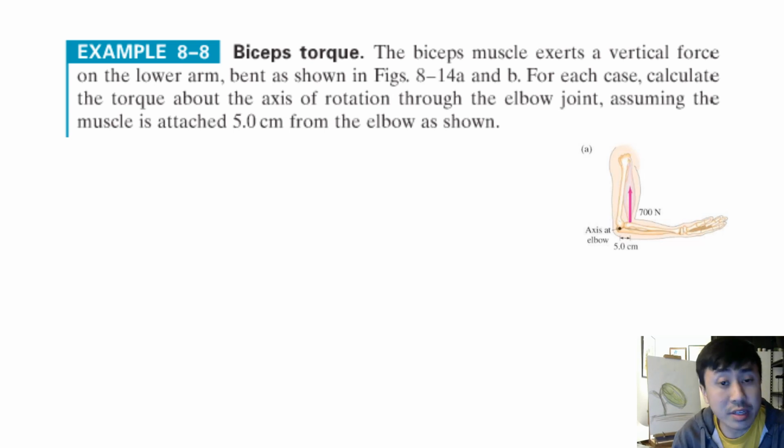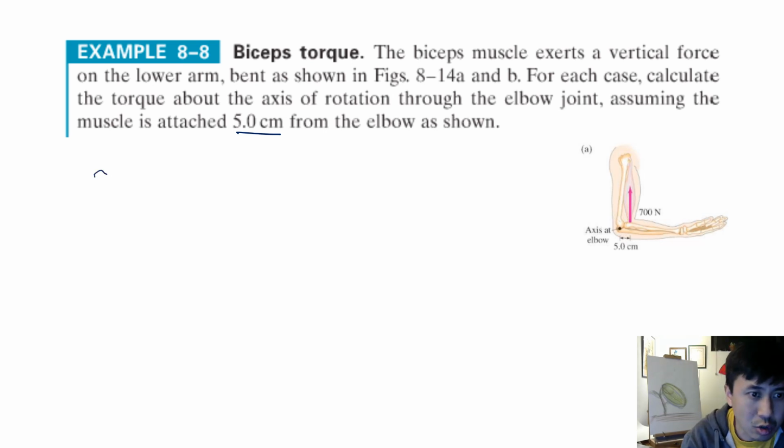Let's start with a very easy example about torque, biceps torque. The biceps muscle exerts a vertical force on the lower arm, bent as shown in the figure. For each case, calculate the torque about the axis of rotation at the elbow, assuming the muscle attaches 5 centimeters from the elbow. So let's start with our equation. Torque is equal to the radius times the force that's perpendicular to it. So we have our radius. It's really tiny. It's 5 centimeters, which is equal to 0.05 meters, times our force, which is 700 newtons.